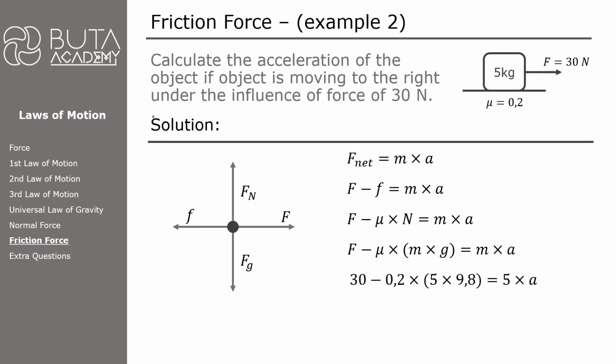While substituting, the applied force is 30 newtons, coefficient of friction is 0.2, mass is 5 kilograms, and gravitational acceleration is 9.8 meters per second square. The value of the net force is 20.2 newtons. Acceleration of the object is 4.4 meters per second square. We have chosen the right as a positive direction. As the value of acceleration is positive, its direction is to the right.